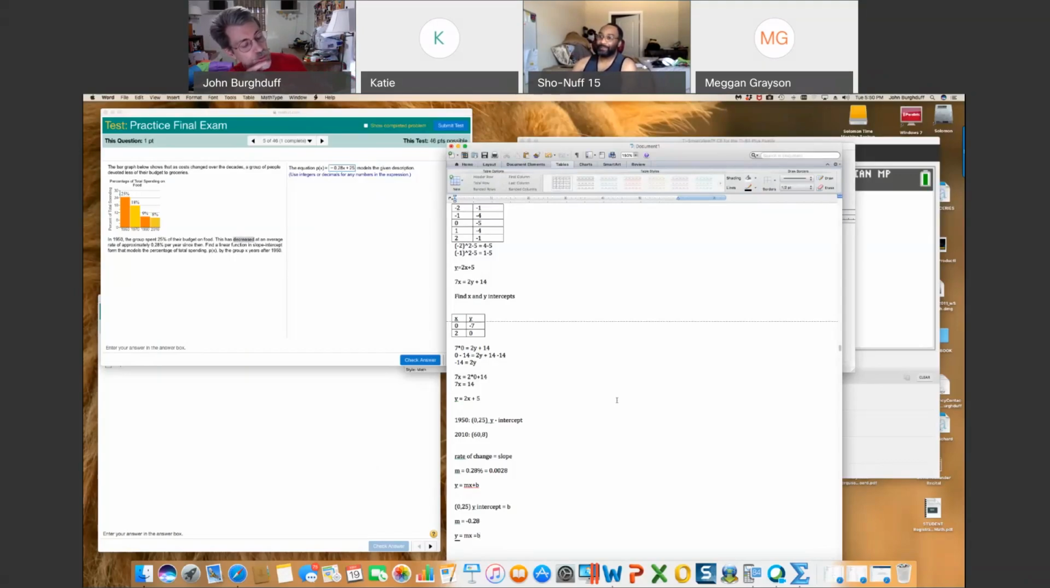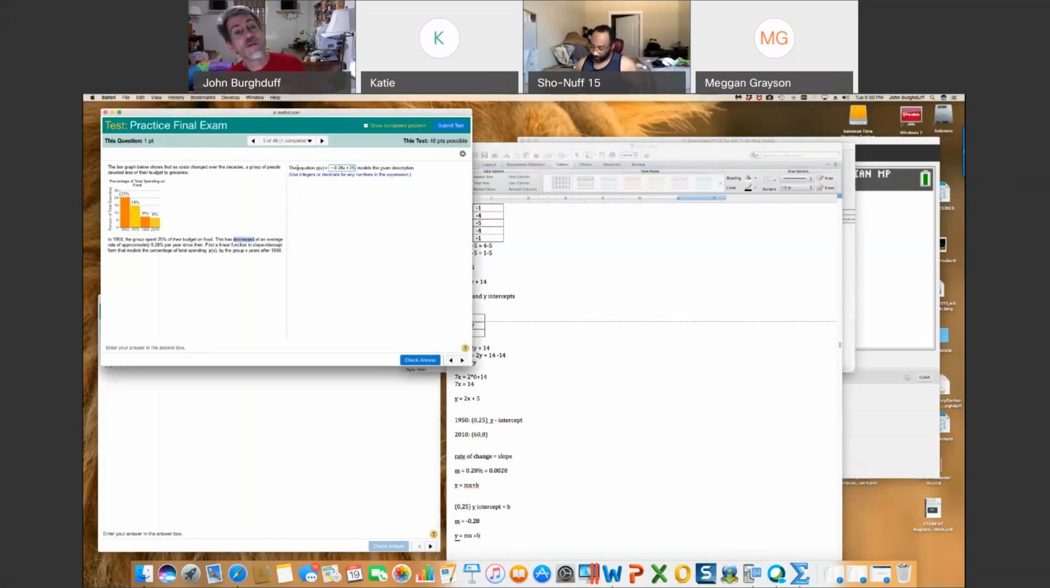7.1 is the general graphing, and 7.2 focuses in on the lines and has all these word problems in it. If the word problem is showing you any kind of data and asking you for an equation, that's going to be 7.2.